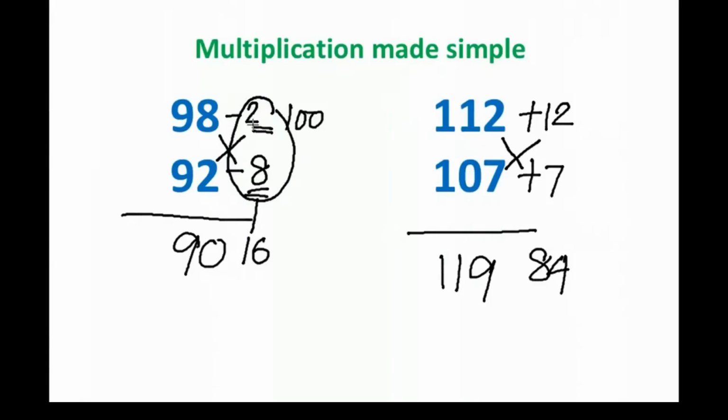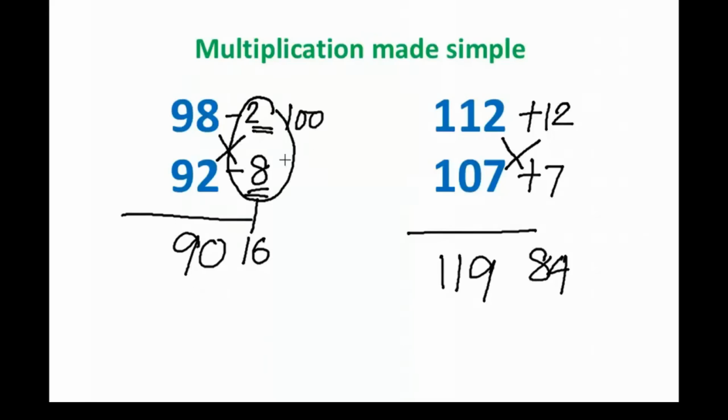Then either subtract 98 minus 8 or 92 minus 2. Why are you doing subtraction here? Because the numbers are less than the base, which is 100. But in the other case, where we multiplied 112 and 107, the numbers are more than the base, 100, so we did a cross addition. It is very simple to remember: if the numbers are less, subtract; if the numbers are more, add. So 98 minus 8 gives me 90, and 92 minus 2 gives me 90 as well.